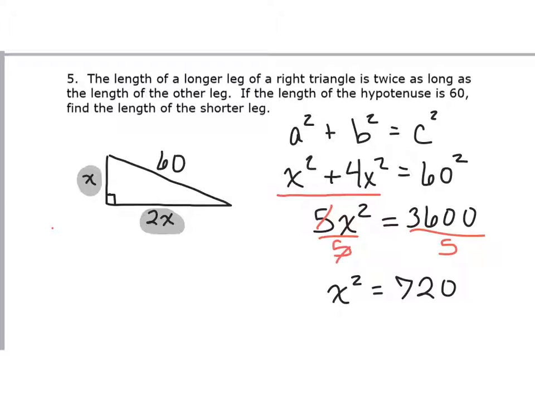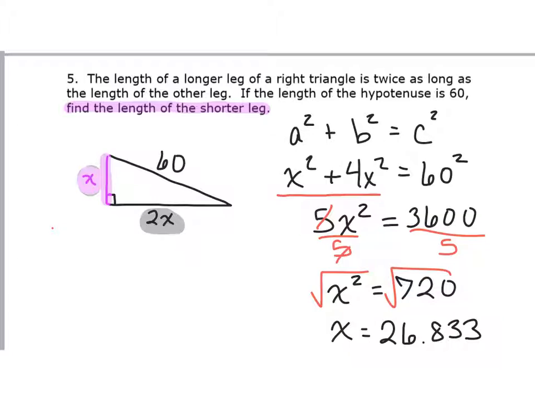And then the last thing, square root. What does x equal? To 3 decimal places, 26.833. Now, did I answer my question? My question said to find the length of the shorter leg. That's my shorter leg. Did I find it? Yes, this is my answer. Now, if it said find the length of the longer leg, would I be done? No. What would I still need to do? I'd need to multiply that by 2.